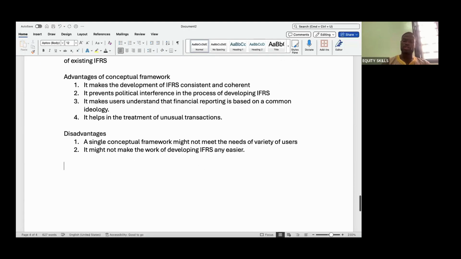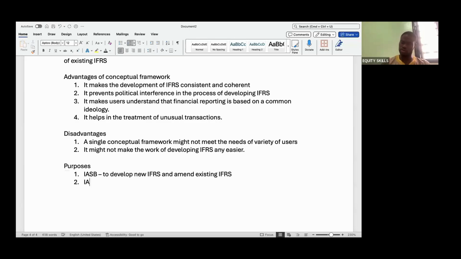And also, I need to mention the purpose of this conceptual framework. For my explanation, number one, this conceptual framework will be very useful to the IASB. And what will it help the IASB to do? It will help them to develop new IFRS and amend existing IFRS, okay? Either the IASB or the IFRS Foundation, right?